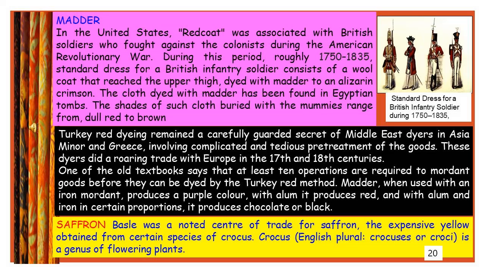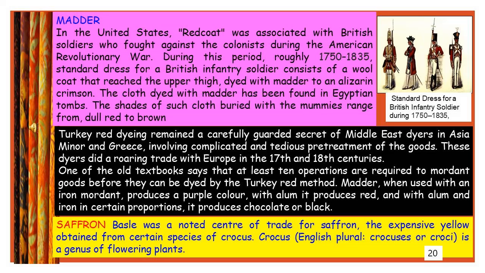Turkey red dyeing remained a carefully guarded secret of Middle East dyers in Asia Minor and Greece, involving complicated and tedious pre-treatments of goods. These dyers did a roaring trade with Europe in the 17th and 18th centuries. One of the old textbooks says that at least 10 operations are required to mordant goods before they can be dyed by the Turkey red method.